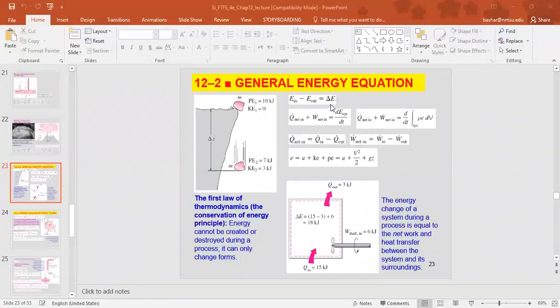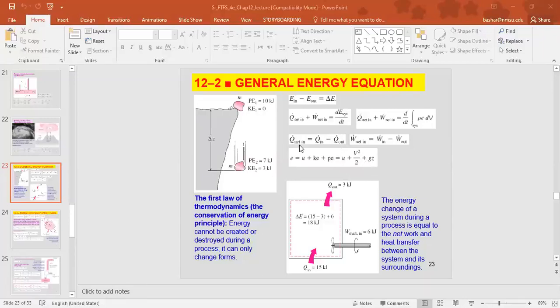This is the energy equation in its energy form, or this is the energy equation in its rate of energy form. Here a reminder of the specific energy, specific mechanical energy, where it's the sum of the internal energy, kinetic energy, and potential energies, which are in their specific form, as shown here.